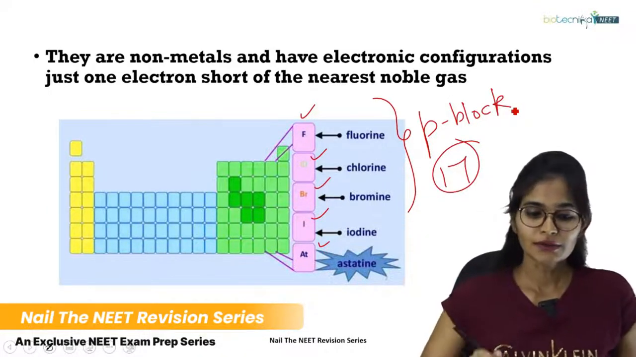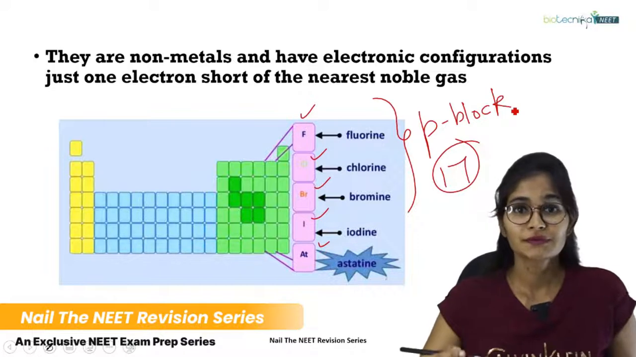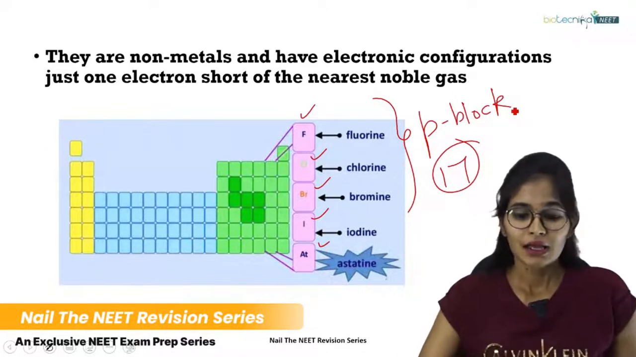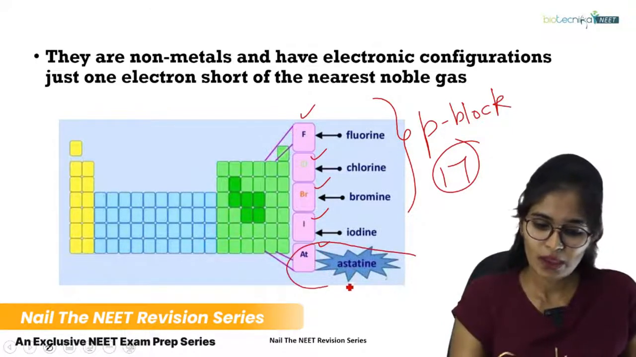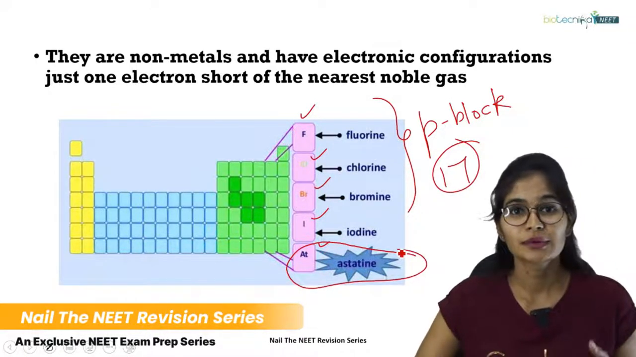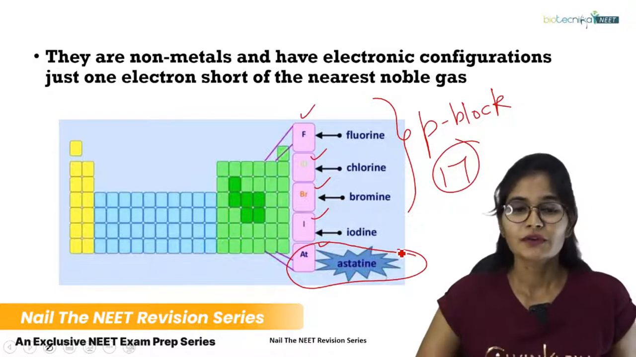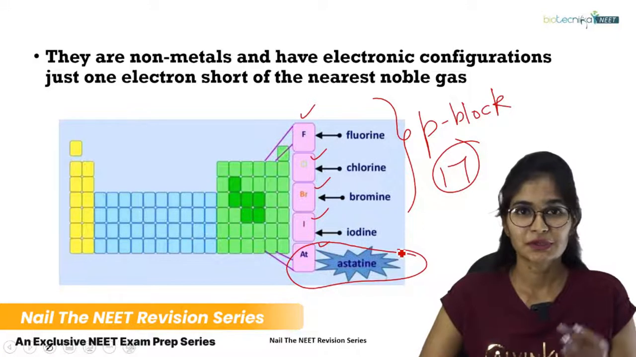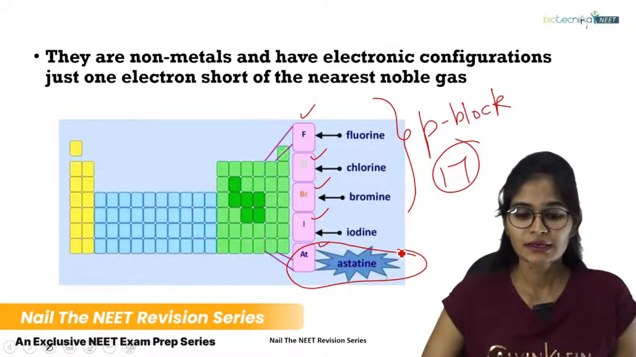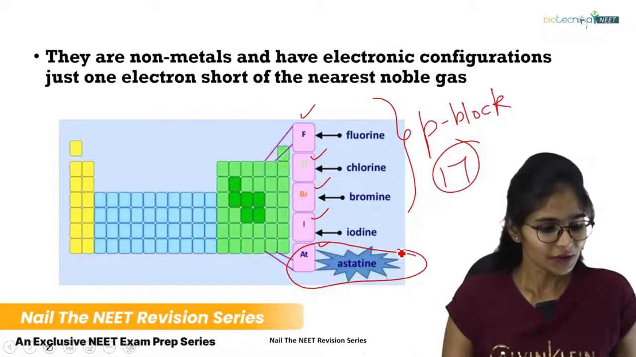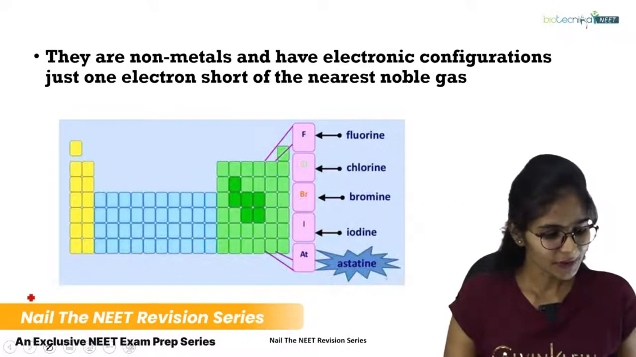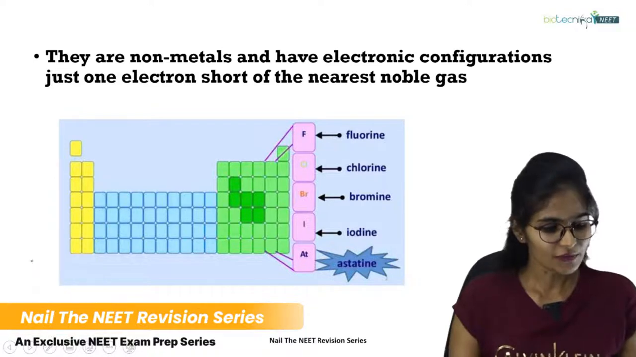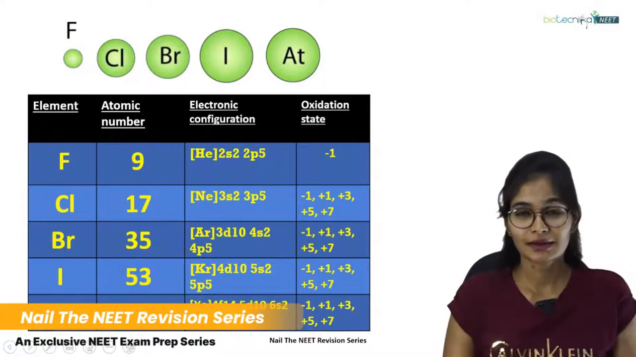For fluorine, chlorine, bromine, and iodine, we will know their characteristic physical and chemical properties. But astatine is a very rare chemical element, radioactive in nature. So the properties of fluorine, chlorine, bromine, and iodine are studied more often than astatine. Now let us move on to the general periodic trends.